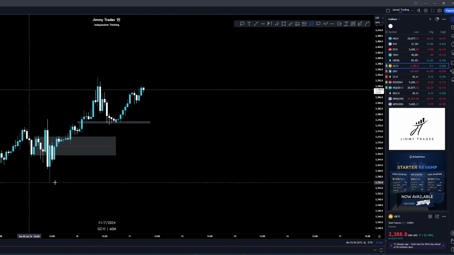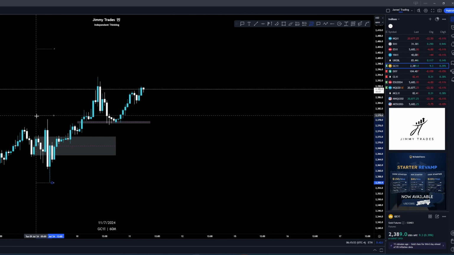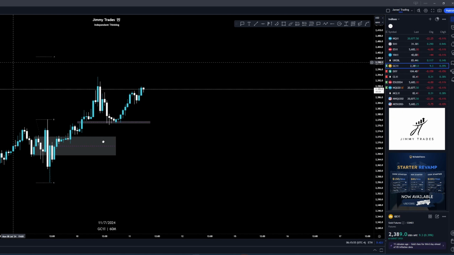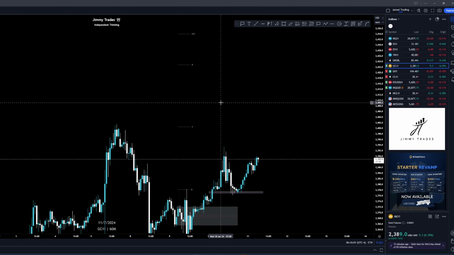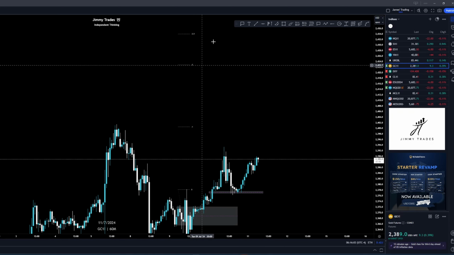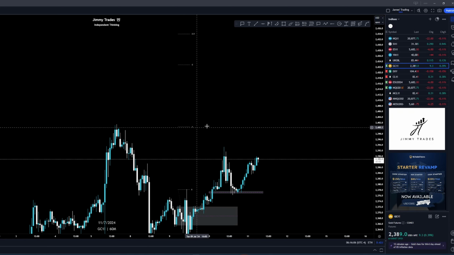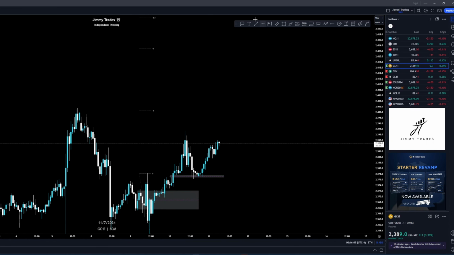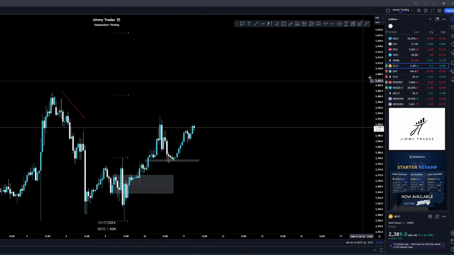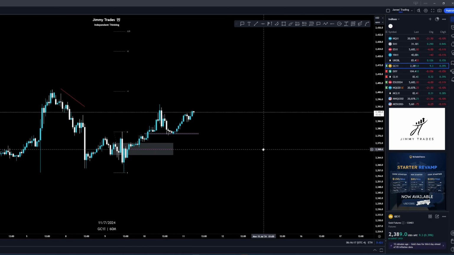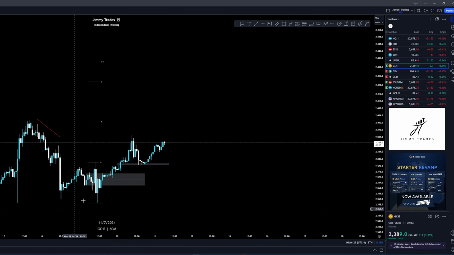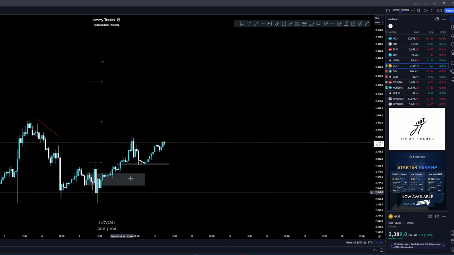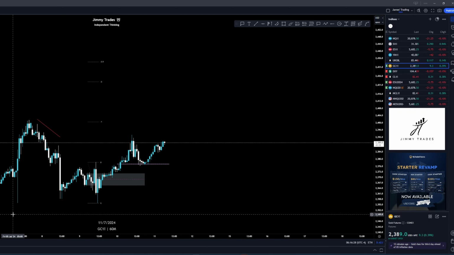If we run our standard deviations from here, we also have potential target of this region here. But what I like is that the -1 aligns with these highs, which we also have this low resistance liquidity. So I'm liking the idea of prices to continuing to move higher on gold.